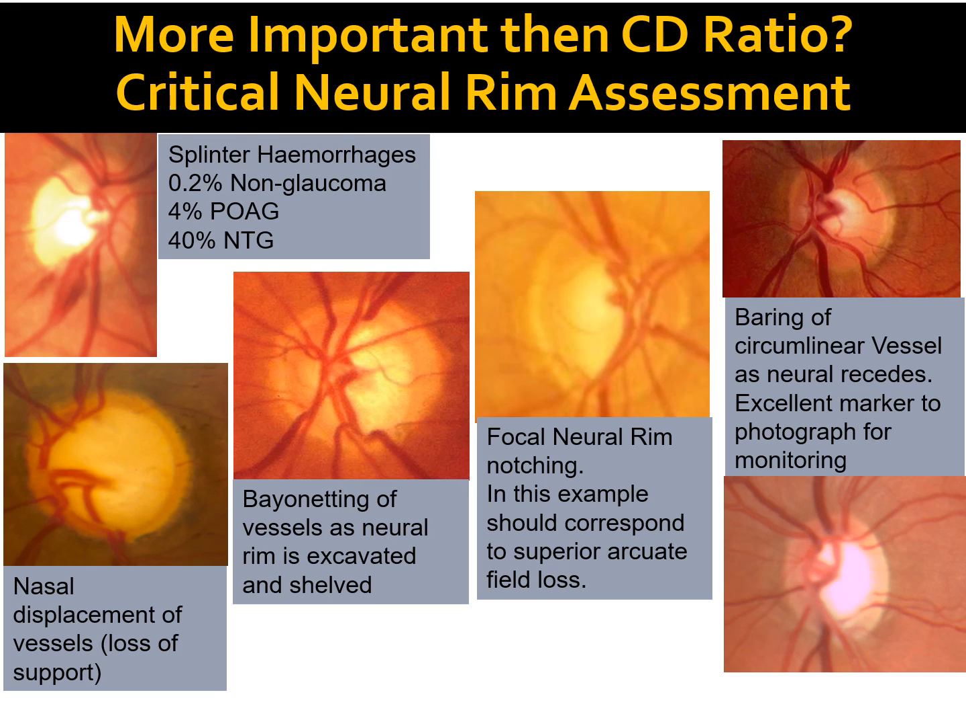Baring of the circumlinear vessel, I think is very, very good. You'll watch the circumlinear vessel. Not all nerves have these, but you watch it and it'll follow the inner rim of the neural rim. And it's an excellent marker of change. So if the neural rim starts thinning, the circumlinear vessel stays where it is, and effectively the neural rim recedes away from it. So if you look at that image at the bottom, there's a baring, there's an area of exposure between the neural rim and the inferior circumlinear vessel.